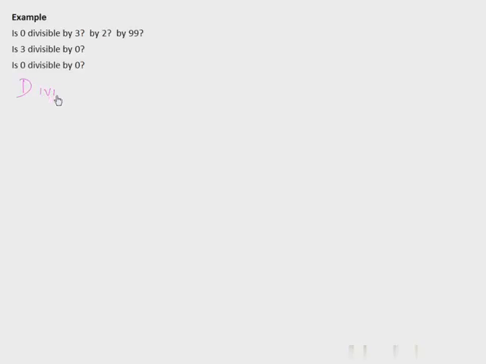Divisible means the remainder is 0. Divisible means that the first number goes properly into the second number. That is, the divisor goes properly into the dividend. And there is no remainder. So is 0 divisible by 3? So let's see. 0 divisible by 3.